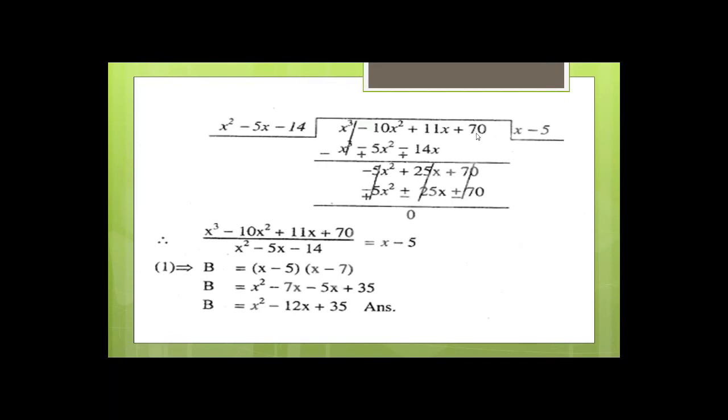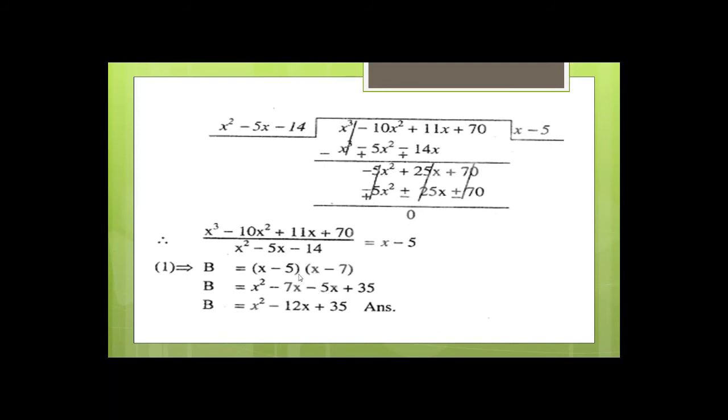We have already done division in previous classes. So by dividing these two factors, you will get x minus 5 for the second polynomial b, and x minus 7 is the HCF. So now, for getting the second polynomial value, you will multiply these two together.